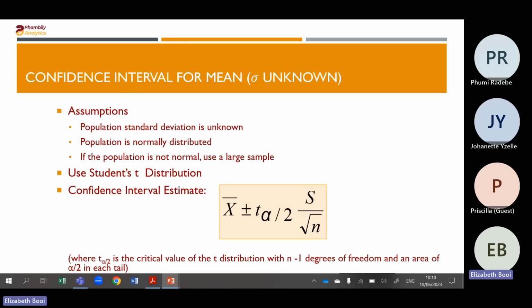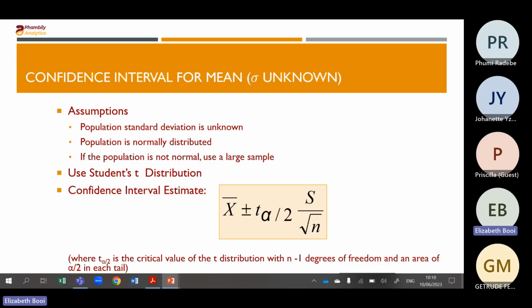We looked at an example. I'm not going to touch the example. We also looked at confidence interval for the mean when the population standard deviation is unknown. And some of those assumptions is that if the population standard deviation is unknown, then you would use the sample standard deviation, or they would have given you the sample standard deviation.